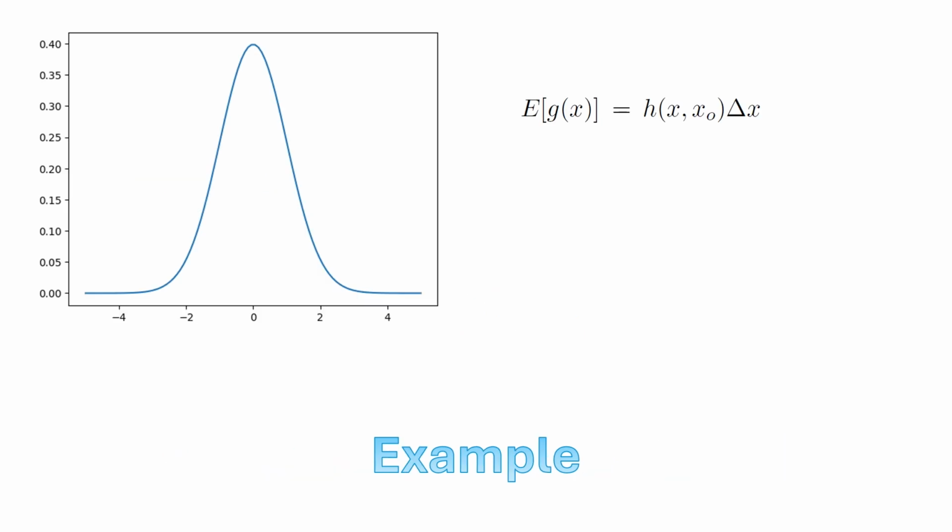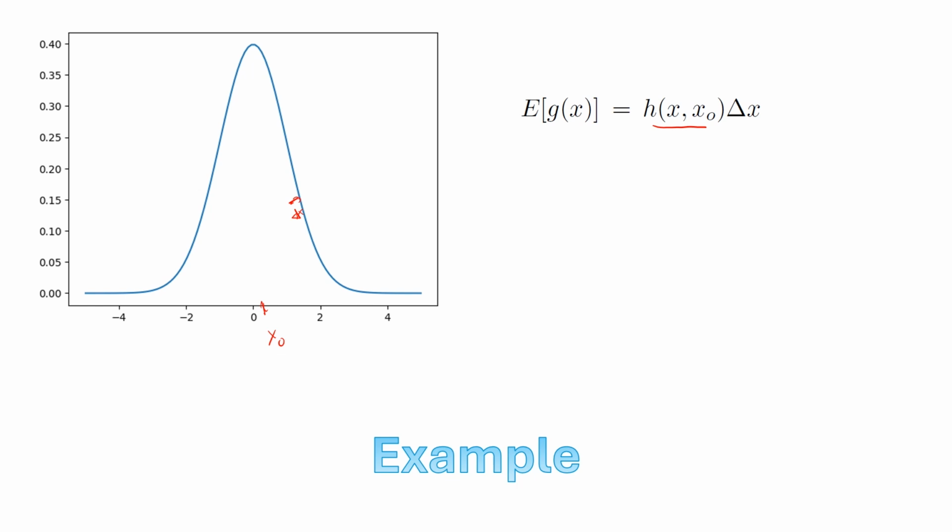So let's look at an example. Here we assume again that we have a single point source described by the impulse response h of x, x naught, and we want to know what is the position x naught corresponding to this point source. So the expected measurement that we would get for this distribution would be the distribution function times delta x. So over any interval delta x, the signal that we would expect to be measured would be the impulse response over that interval times delta x.